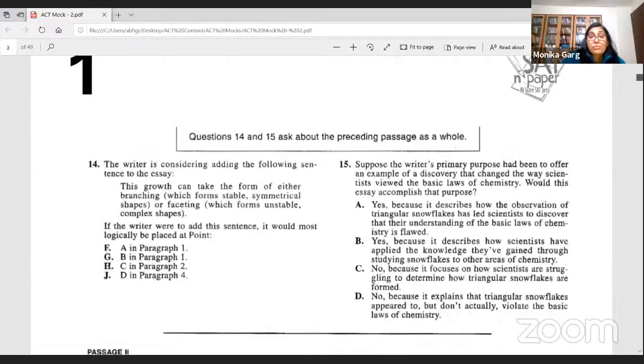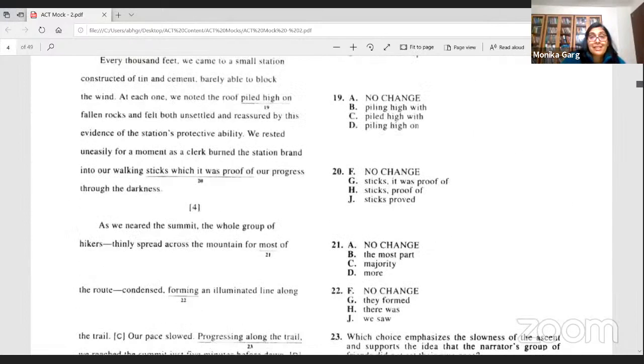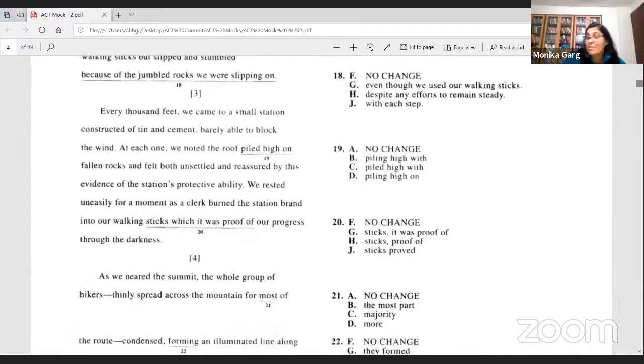Idioms, let's move to question number 19. Now, this is again a very interesting question to do. Question number 19. This is an idiom question. At each one, we noted the roof piled high on fallen rocks, and felt both unsettled and reassured.